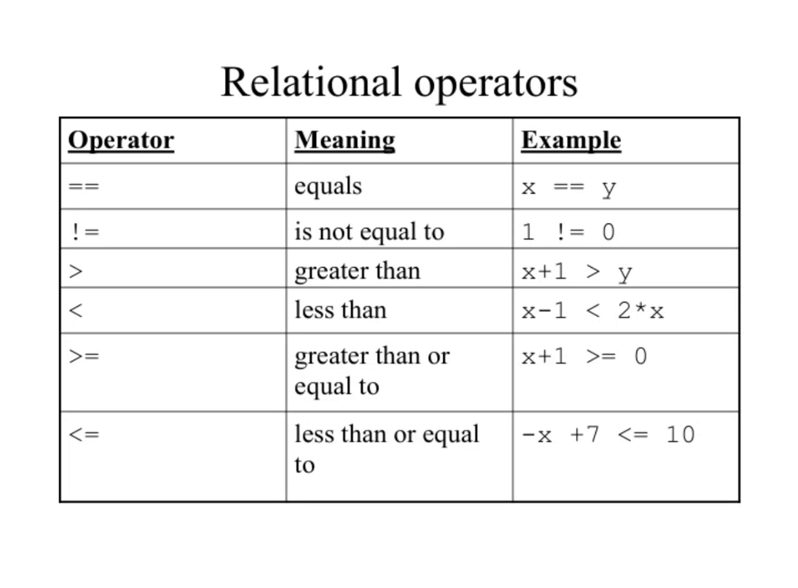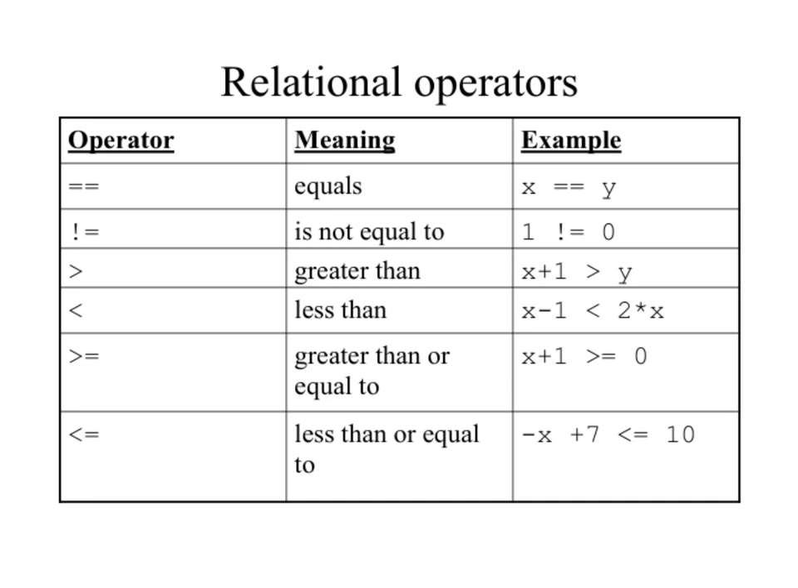Now, let's take a closer look at relational operators. These are fundamental in programming because they allow us to compare values and make decisions based on those comparisons. On this slide, we see a table that summarizes the most common relational operators and their meanings. First up, we have the double equals sign, which is used to check if two values are equal. For example, x == y. It's important to remember that in most programming languages, a single equals sign is used for assignment, so to compare for equality, we need to use double equals.